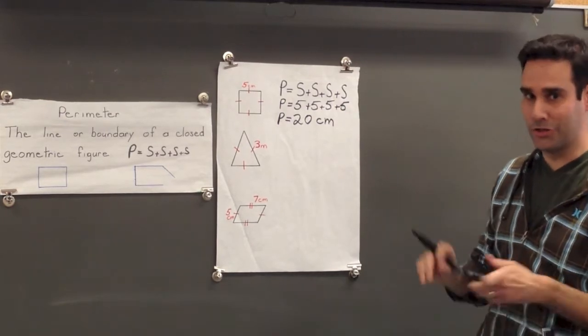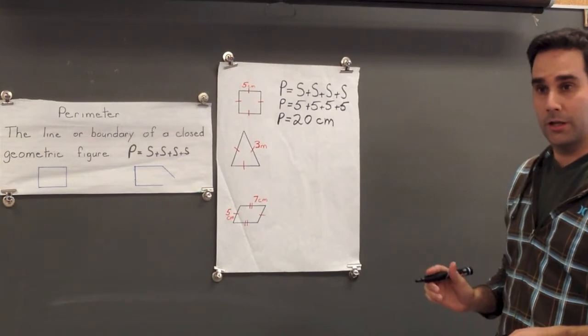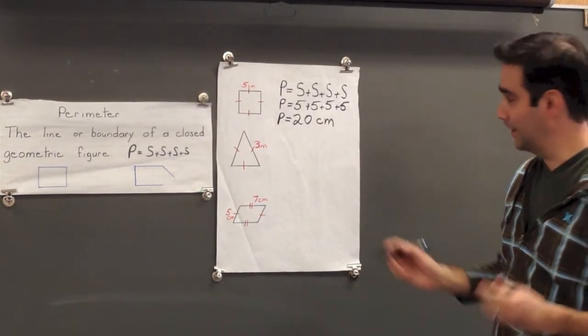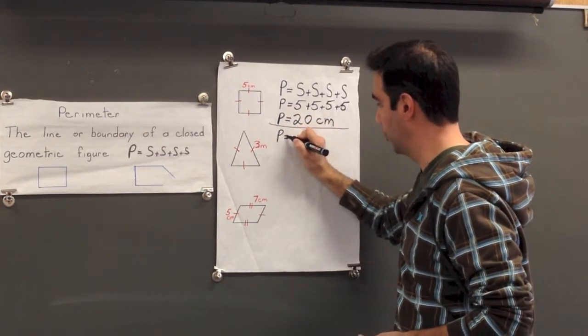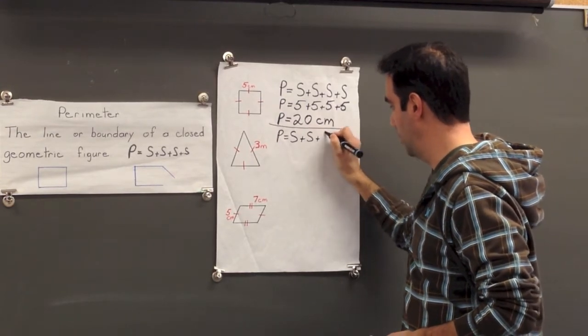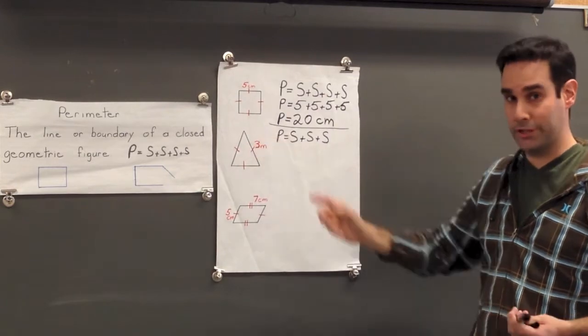All right, let's do it again. This time let's do this one. Let's start with our formula. Now we have 3 sides, so I'm going to write my formula like this. I'm going to go P equals side plus side plus side. I used 3 S's because I have 3 sides.